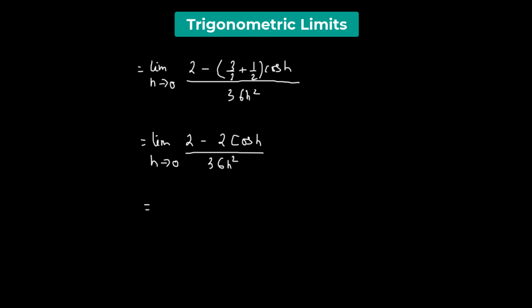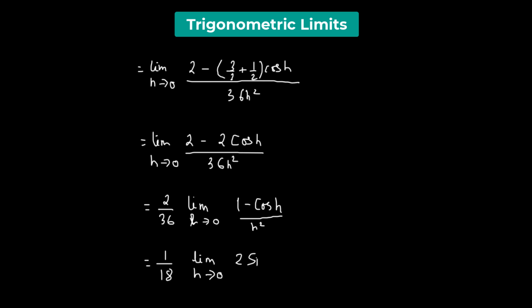Now we're going to factor out 2 from both the terms, and we also take out 1 over 36, which is a constant. So we have 2 over 36, limit h tends to 0, 1 minus cosine of h divided by h squared. So we have 2 over 18, limit h tends to 0. Now 1 minus cosine of h can be rewritten as 2 times sine squared h over 2, divided by h squared.